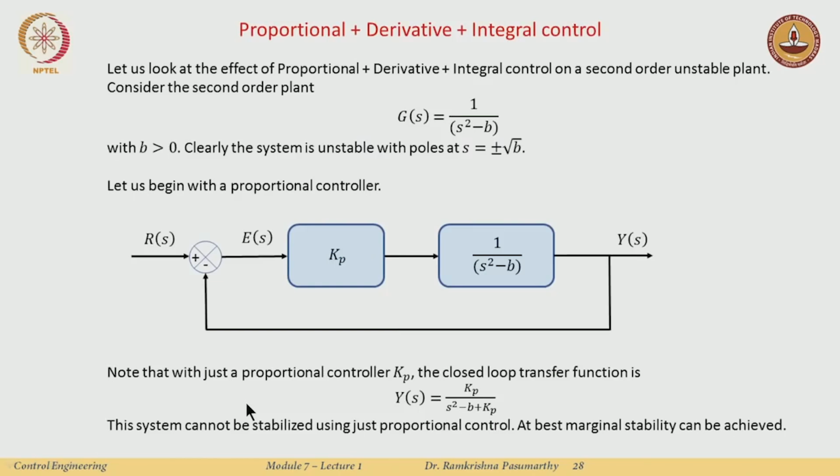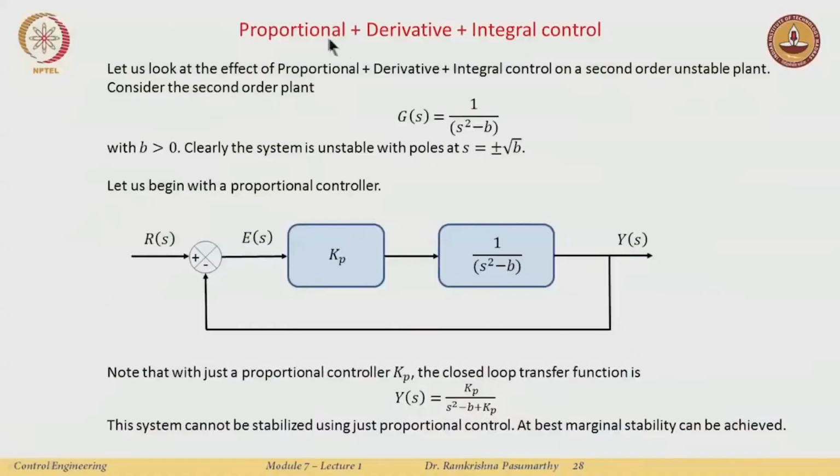Okay, now let us combine all these things. We started with proportional plus integral control, and later on saw proportional plus derivative control. Now, let us combine all these things together and see what is the effect of each of these things, right. Okay, so let us look at the effect of P plus D plus I on a second order unstable plant. So, let me say that I am starting with a plant which looks like this: G of s is 1 over s square minus b, and for b greater than 0, the system is always unstable because my poles are plus minus square root of b.